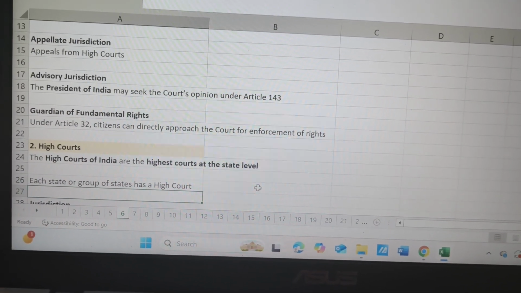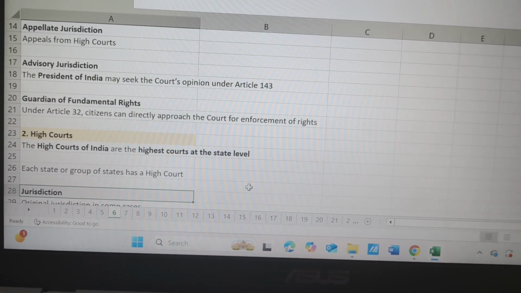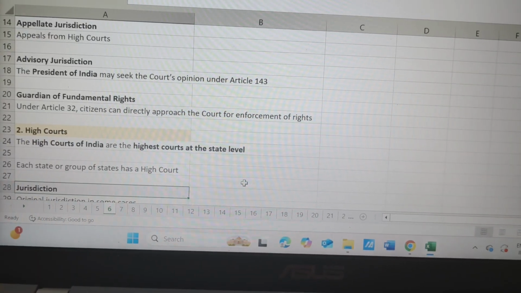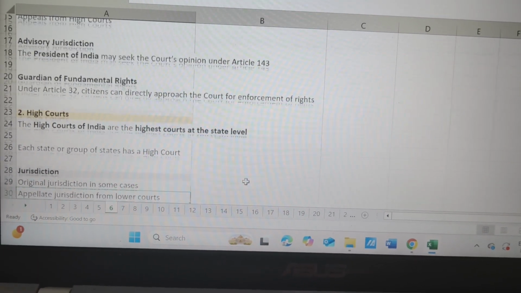Now, it is also the guardian of fundamental rights. Under Article 32, citizens can directly approach the court for enforcement of rights.